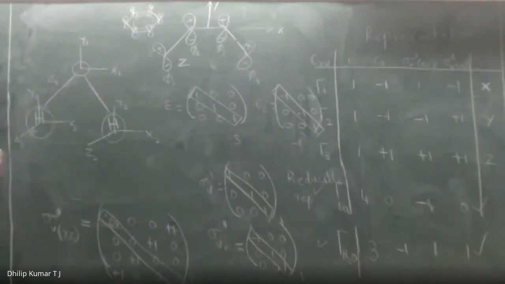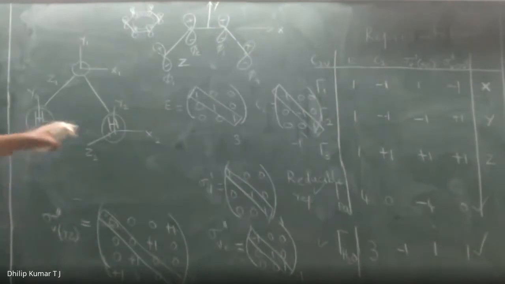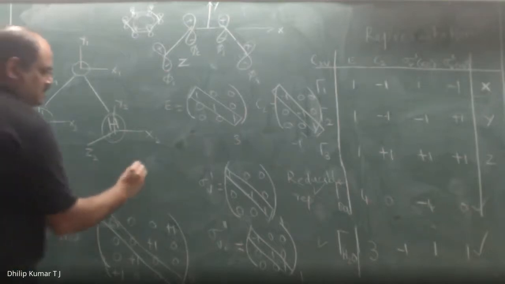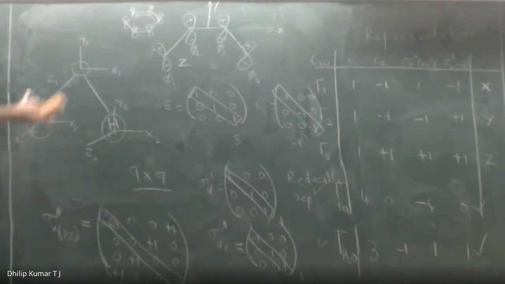Instead of just a 3 by 3 matrix, where we took the whole molecule as having only XYZ coordinates, and summing up the diagonal elements gave the result like this, now if you consider each atom having 3 coordinates and write the basis, it will be a 9 by 9 matrix. So the matrix depends on the basis we are taking.